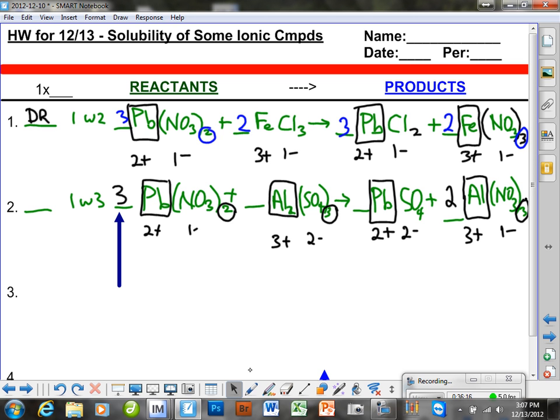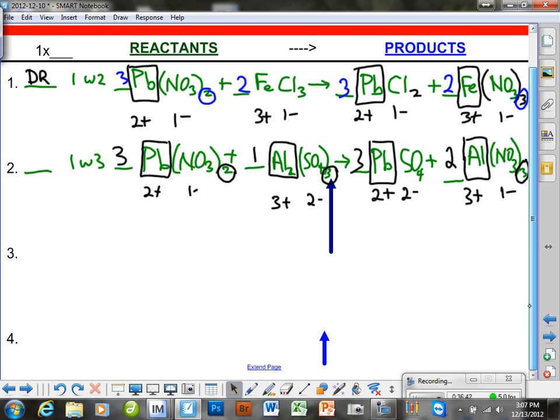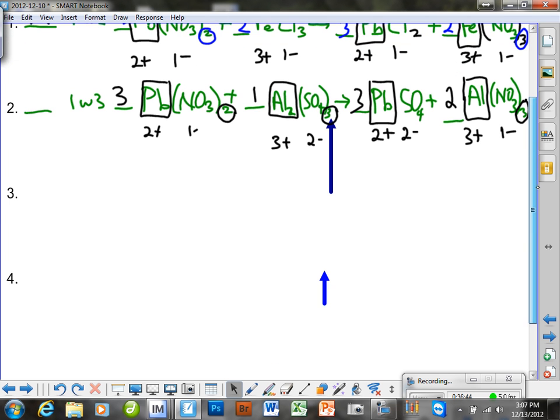Aha. So, what's the number in front of aluminum going to be for the sulfate from the right side? 1. Okay. And looking at the 3 from here, what's the coefficient going to be with the lead sulfate? 3. And notice again, isn't this cute?